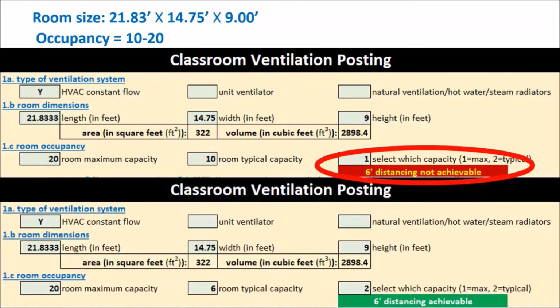So if we reduce the number of people in the room and we select typical instead of the maximum and we use 6, then only when we go down to 6 can we achieve the 6-foot distancing.